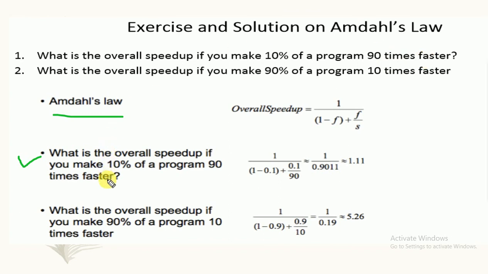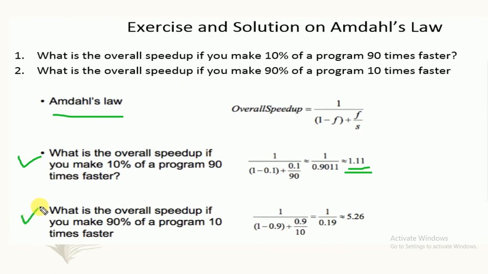So what is the overall speedup if you make 10% of a program 90 times faster? Okay, so this is the first program. 1 divided by (1 minus 0.1) plus 0.1 divided by 90, since the fraction enhanced is 0.1 and speedup enhanced is 90. It is equivalent to 1 divided by 0.9011, which is 1.11. Okay, it's very simple. All the values are directly given.